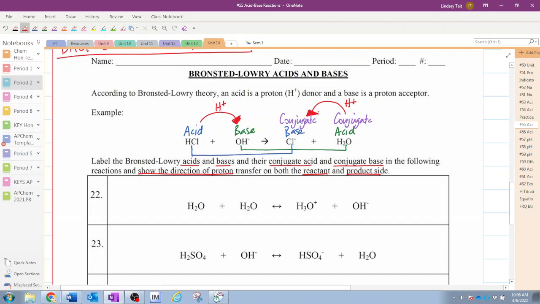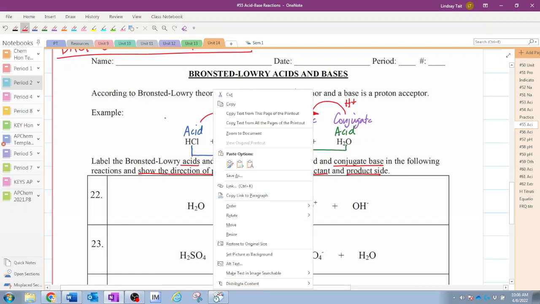So last thing up here, Mrs. Tate, why do we put the arrow on this side? Well, we don't get into this in honors a lot, but reactions can be reversible. So this is just saying if it was reversible, if I wanted to go back and reform these, that's how the proton would get transferred.